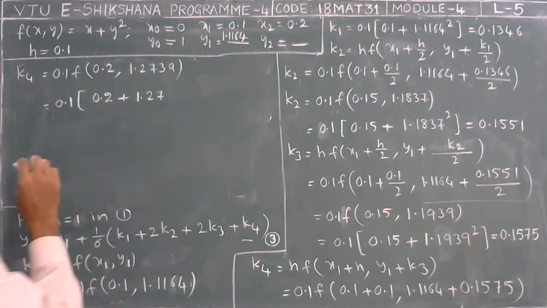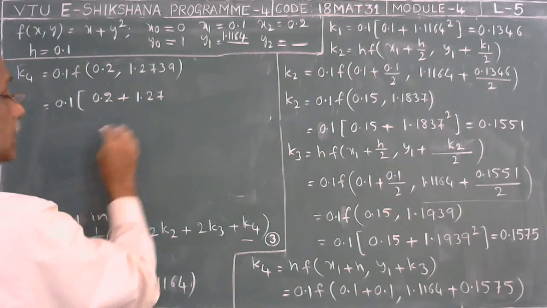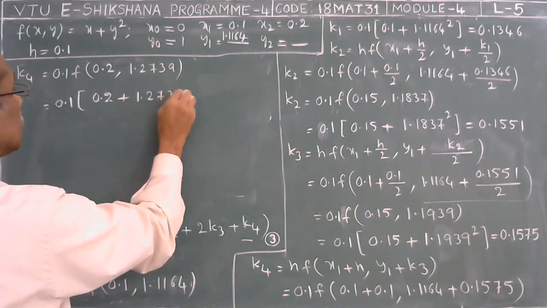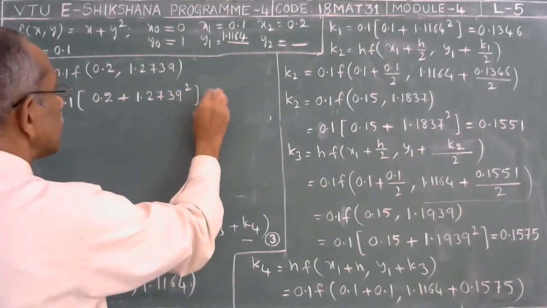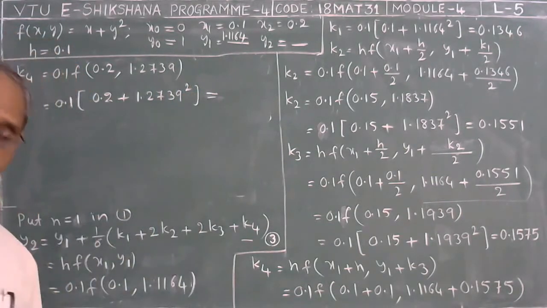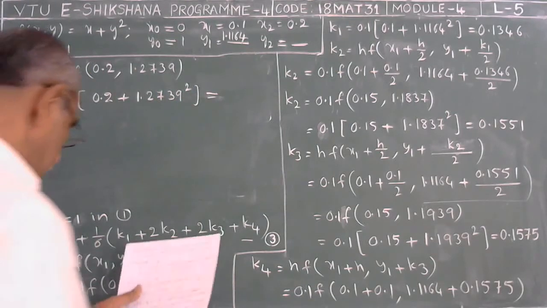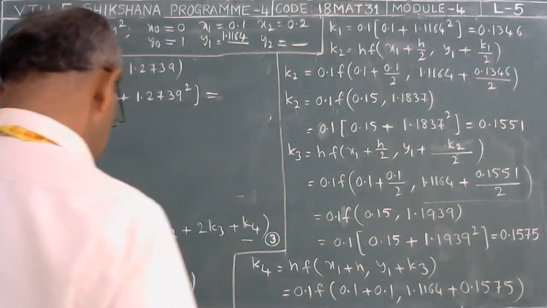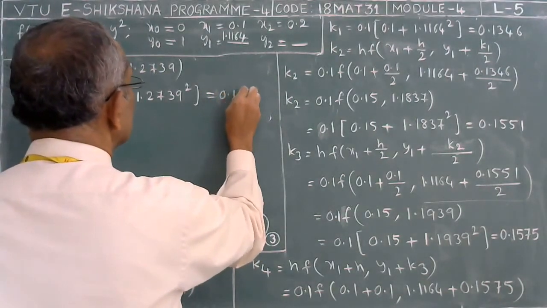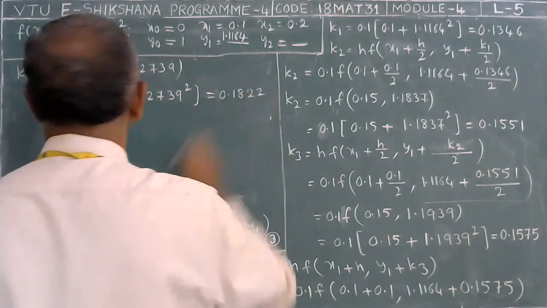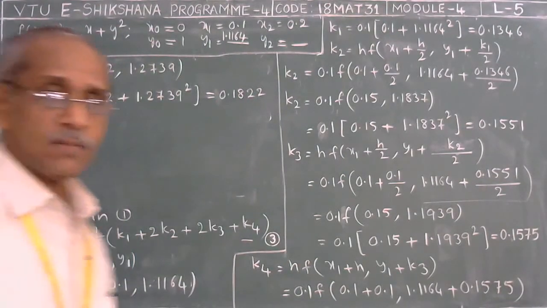1.2739 square. So if you compute carefully using a calculator, K4 is 0.18 double. Okay, now I have completed finding the values of K's.